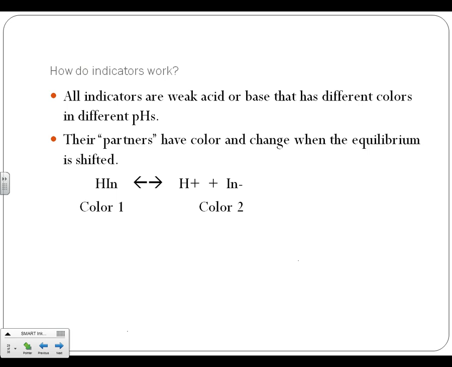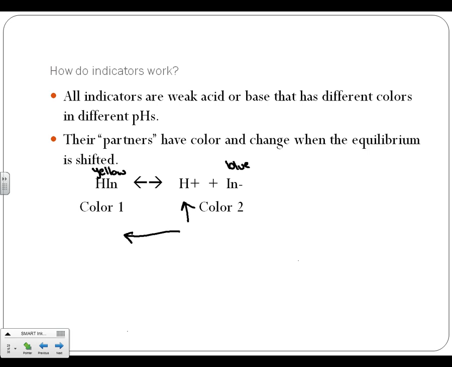How do they work? Well, indicators are all buffers. They've got conjugate acids and conjugate bases. If you think of the Le Chatelier's principle lab that we did before, we used bromocresol green, and it was green when it was kind of neutral, but if it was an acidic solution, it was yellow, and if it was a basic solution, it was blue. So you think, if I'm adding some acid, as I increase my acid, it's going to shift my equilibrium this direction, and it's going to turn yellow.